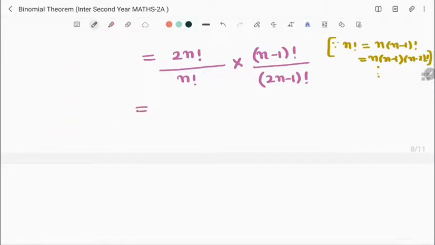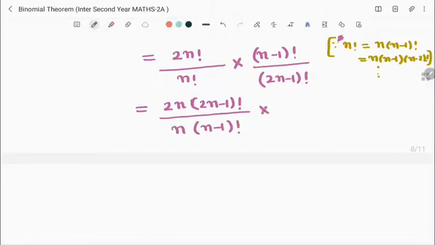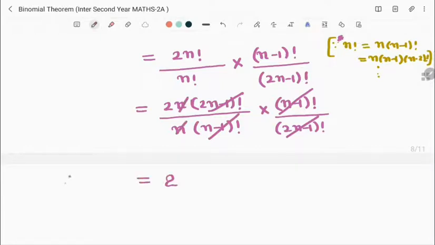So here 2n factorial can be written as 2n into 2n minus 1 factorial. Can we write like this by using this formula? Divided by n factorial also can be written as n into n minus 1 factorial into n minus 1 factorial divided by 2n minus 1 factorial. So 2n minus 1 factorial, n minus 1 factorial cancel, n gets cancelled, which is equal to 2. Therefore, the value of capital A by capital B is equal to 2, which is the required answer.